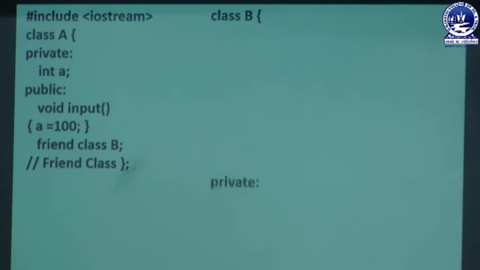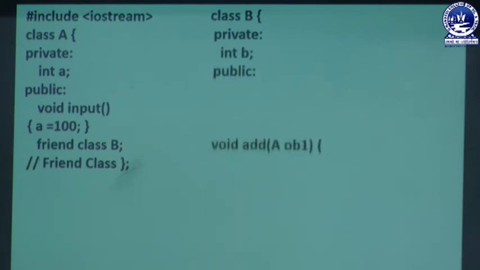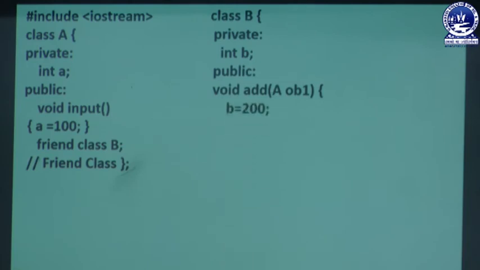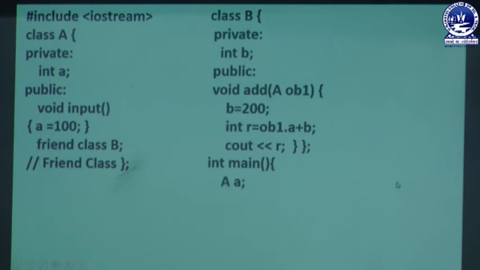Then I need to define class B. In the private section I have used int B, then in the public part I have used void add(A ob1). Here ob1 is the object of class A, and I am accessing the private member of class A through ob1 inside the member function of class B. It means that class B is accessing the private member of class A because it is the friend of class A.